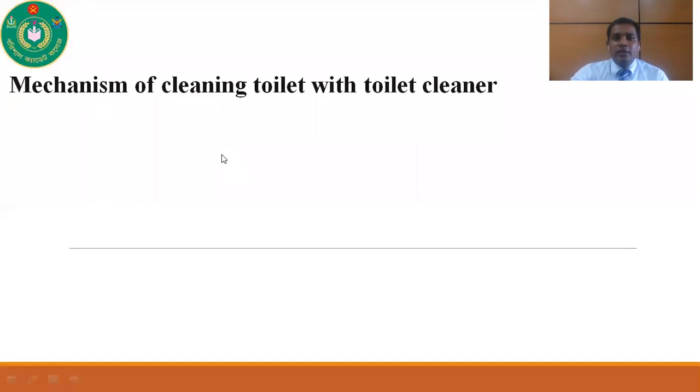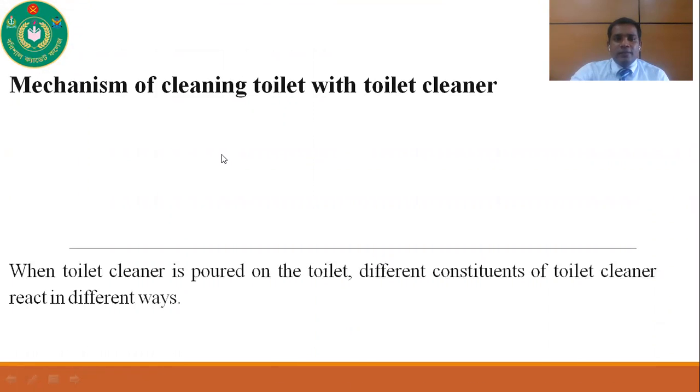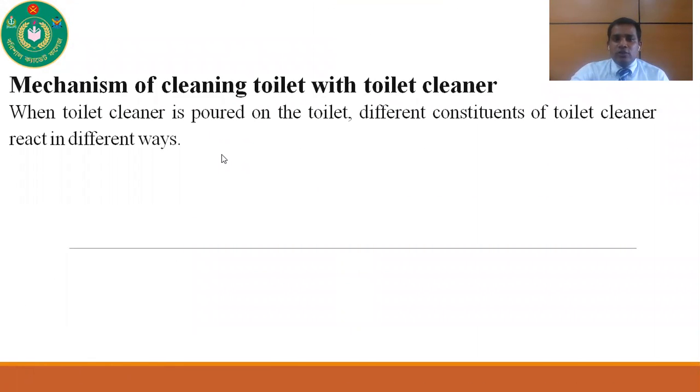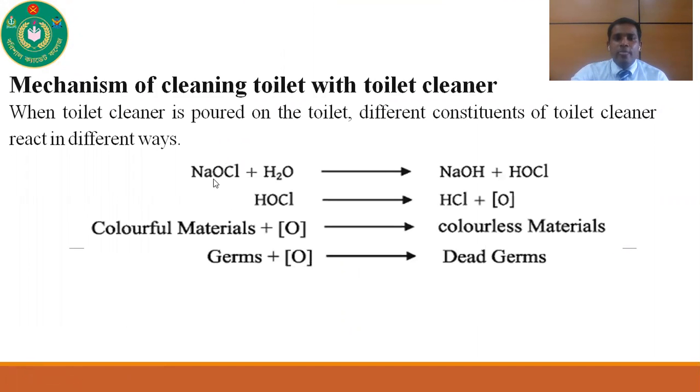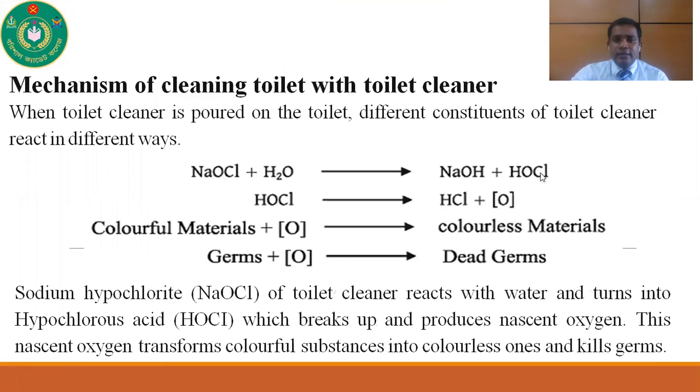So now, the mechanism of cleaning of toilet cleaners. When toilet cleaner is poured on the toilet, different constituents of toilet cleaner react in different ways. For example, sodium hypochlorite reacts with water and forms sodium hydroxide and hypochlorous acid. This hypochlorous acid instantly dissociates into hydrochloric acid and nascent oxygen, and this nascent oxygen is responsible for making the colorful materials colorless, and it also kills germs of the commodes, basins, etc.